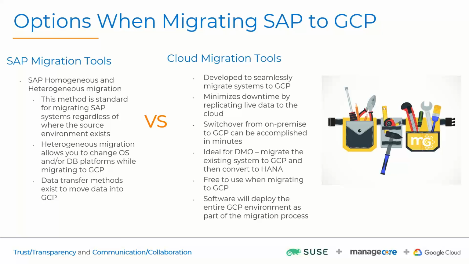Okay, a few options when migrating to SAP or migrating to GCP. You really have two different, what I would call main options when migrating. You have your standard SAP migration tools and you have your cloud migration tools. So when everyone thinks about the cloud and all the tools that are available to them, everyone assumes, hey, we can migrate the environment just using toolsets. So Google has Migrate for Compute Engine as an example. I can take a VM, I can load this toolset into the farm, and I can migrate VMs pretty seamlessly. And Managecore has done that for clients in the past.